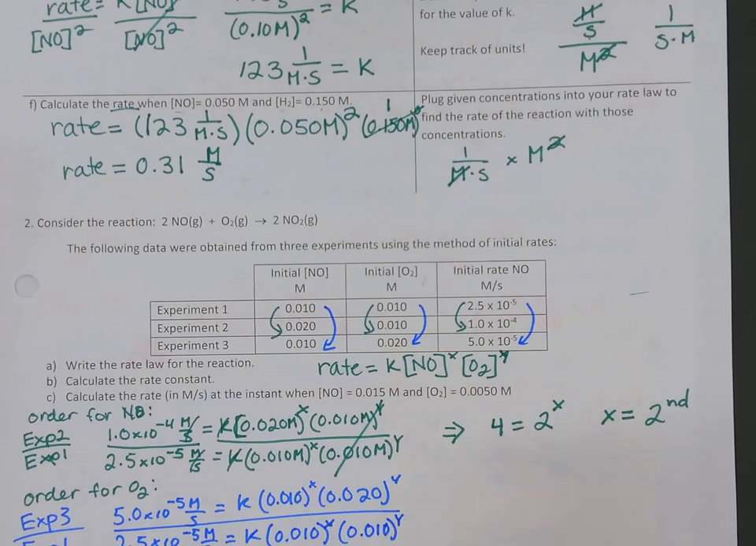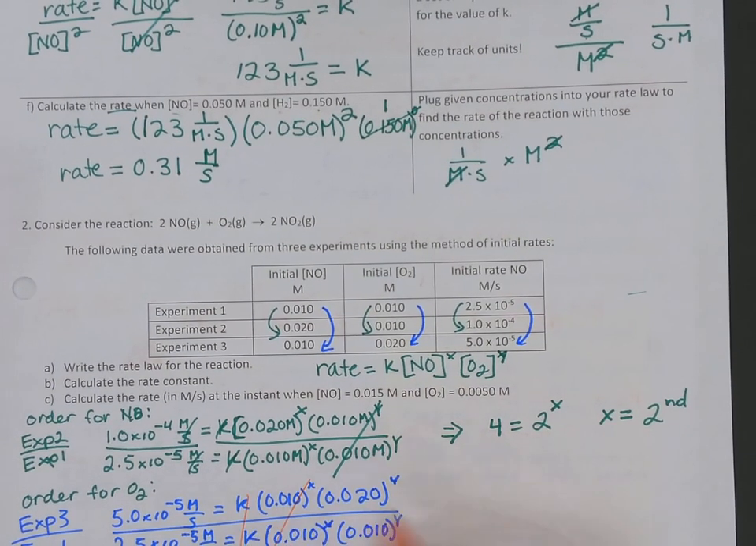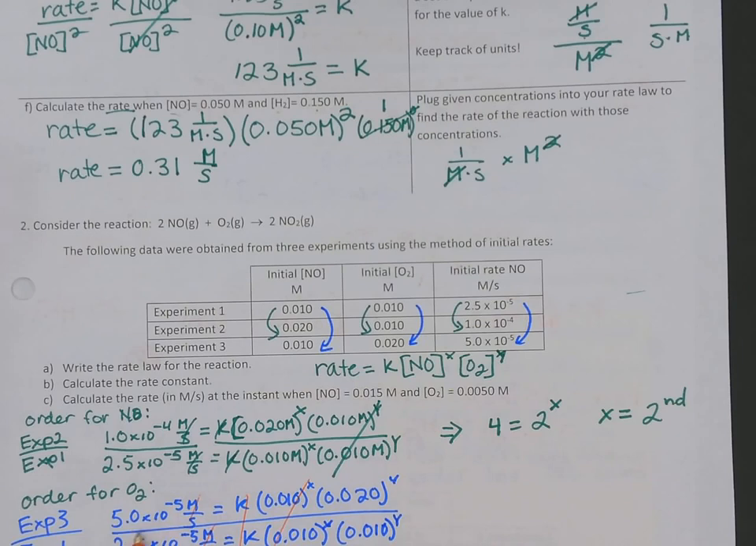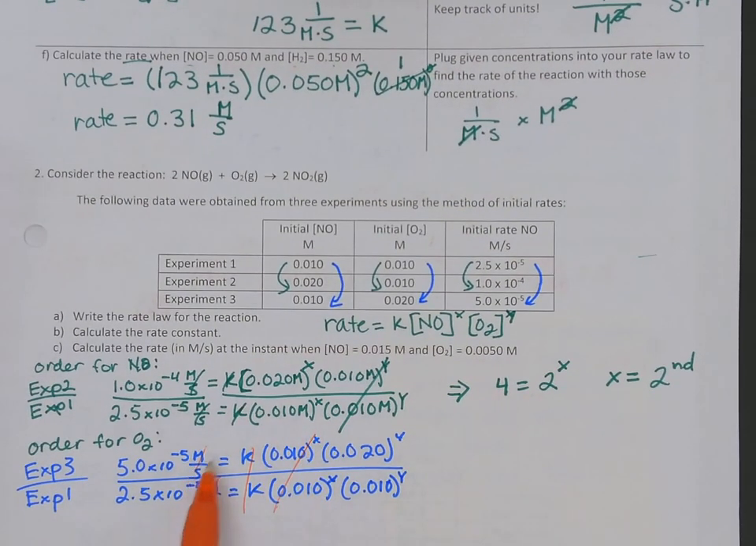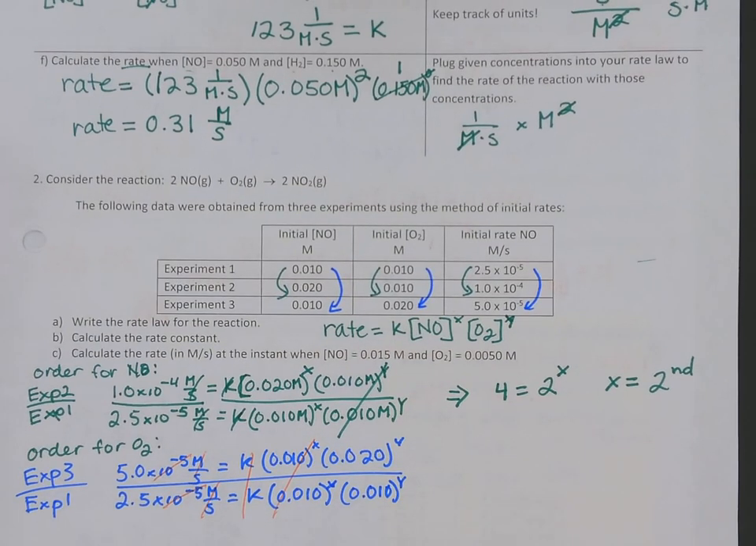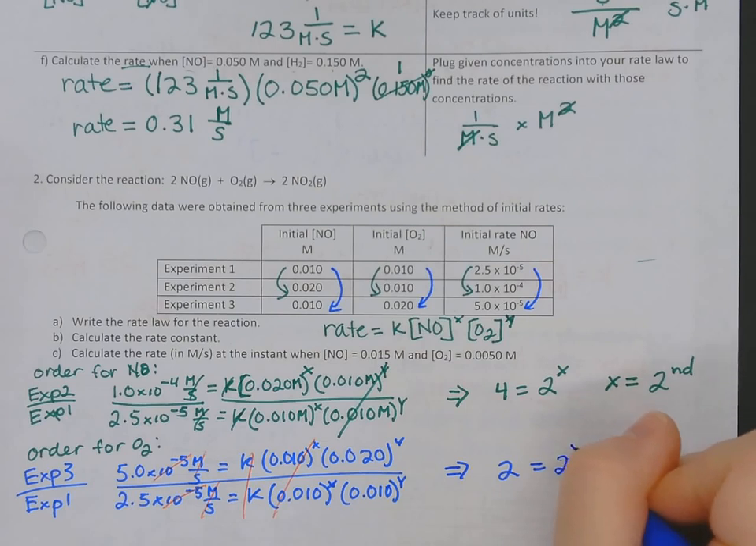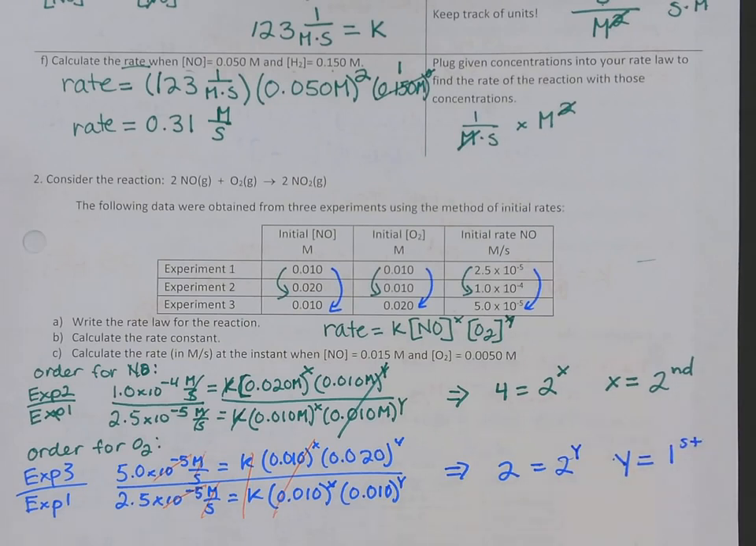Let's look at what cancels. This whole term, the k's cancel, molarity per second cancels. When you see that your exponents are the same, 10 to the negative 5th, 10 to the negative 5th, you can also cancel that part out. So what do we got? 5 over 2.5 gives me 2. 0.02 over 0.01 gives me 2 to the power of y. So y has to equal 1. So this is first order.